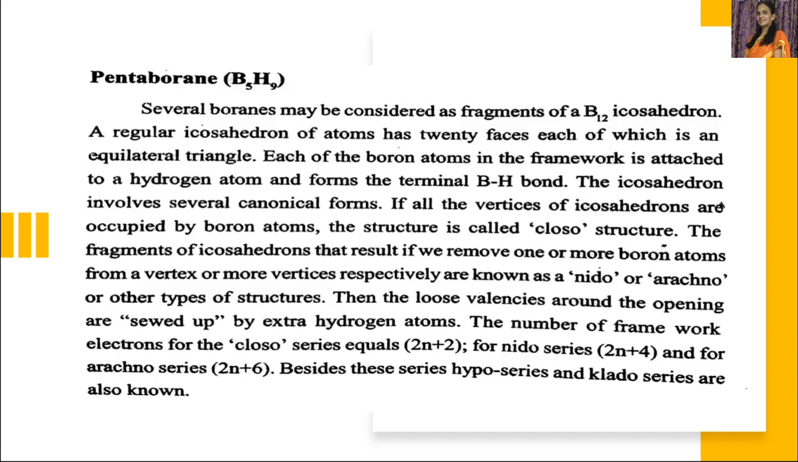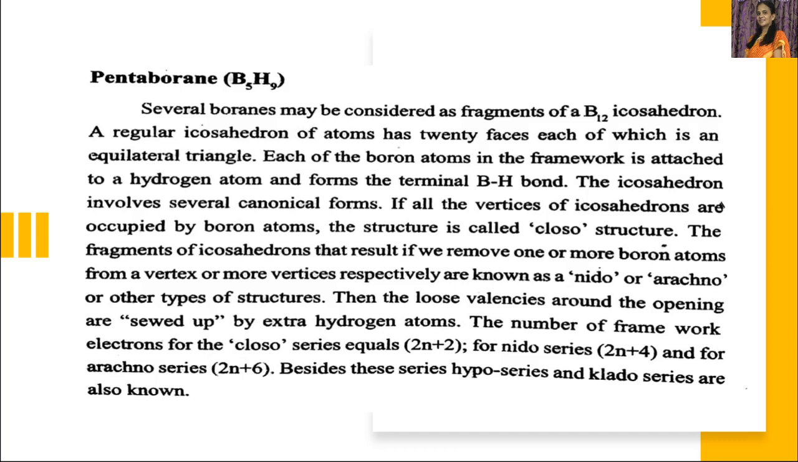The fragments of icosahedrons that result if we remove one or more boron atoms from a vertex or more vertices respectively are known as nido or arachno. Nidoborane or arachnoborane, okay, or other types of structures. So closo structure, nido structure, or arachno structure. And then the loose valences around the opening are filled up by extra hydrogen atoms.